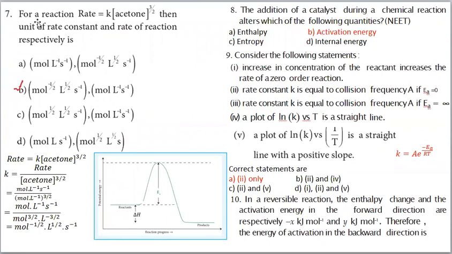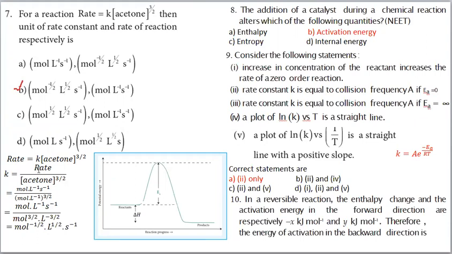Then for a reaction, rate is equal to rate constant into concentration of acetone to the power 3 by 2. Then the unit of rate constant and rate of reaction respectively is, you see, here given rate is equal to rate constant into concentration of acetone to the power 3 by 2. So we will get K is equal to rate divided by acetone concentration to the power 3 by 2, when we rearrange this equation.